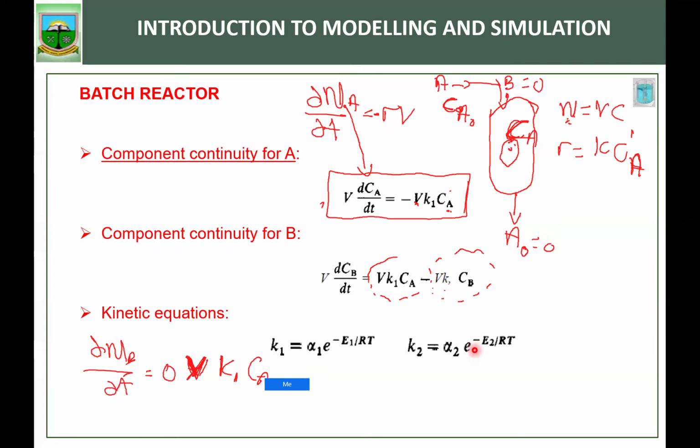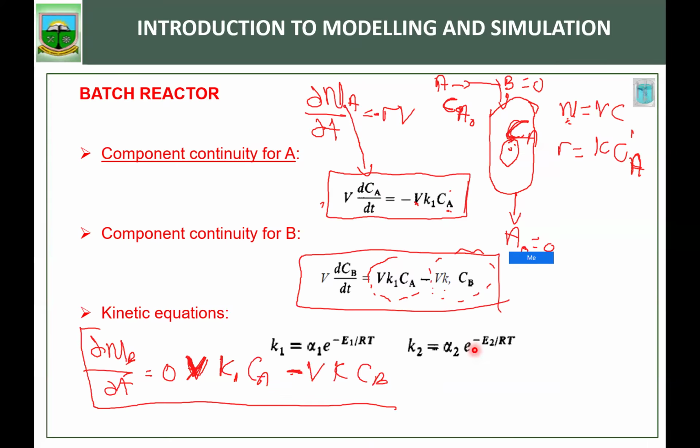K1CA. Then the depletion of B: if B is not taken at the right time, B will also result in what? To form C. So that's the depletion of B. Because B will be depleting, it's going to be negative. So it's going to be depletion of B, which is V K2 CB. So this becomes the equation for B.